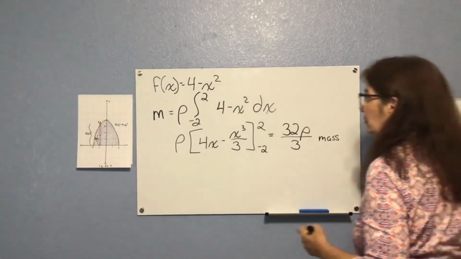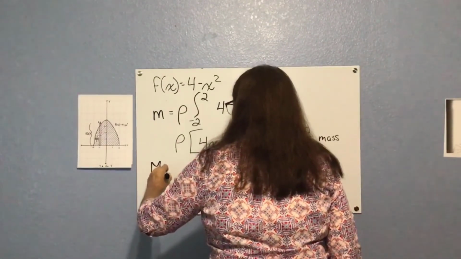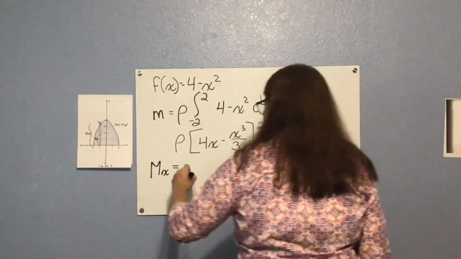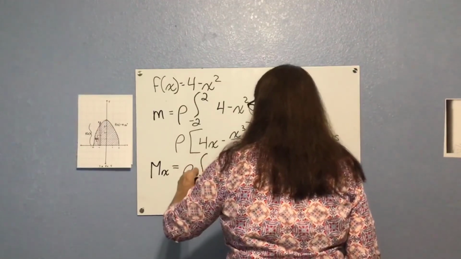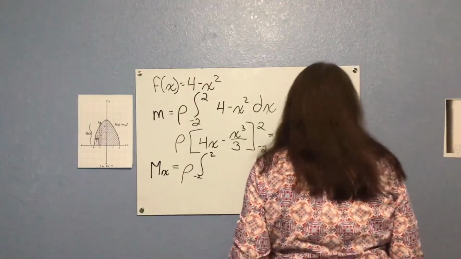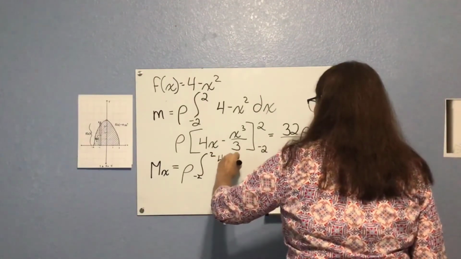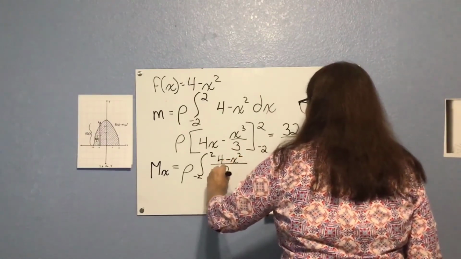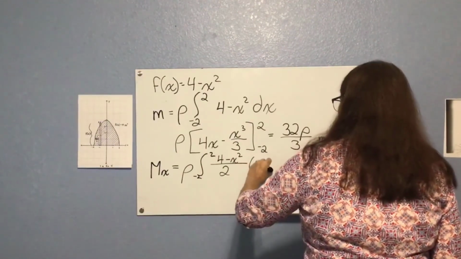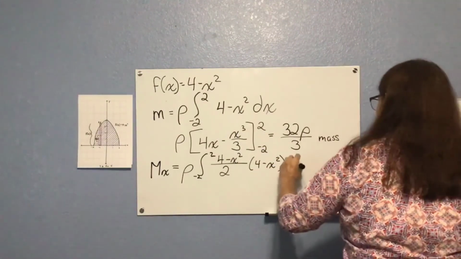Okay, now we're going to find the moments. The moment about x is rho times the integral from -2 to 2 of (4 minus x squared) over 2 times (4 minus x squared) dx.